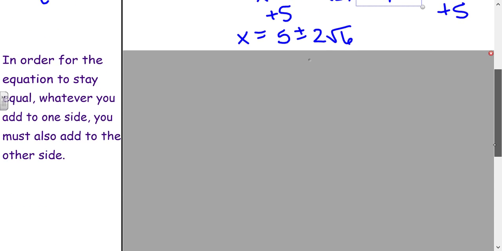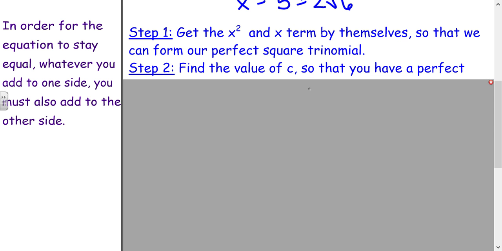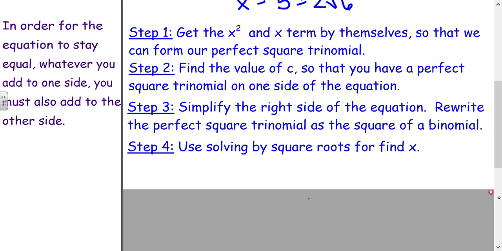Now, I've gone back over the steps so that you can write these in your notebook if you want to. That way you can remember how to solve by completing the square. So just remember that in order for an equation to stay equal, whatever you add to one side, you must also add to the other side. So when you do your C value, you have to do that on both sides.